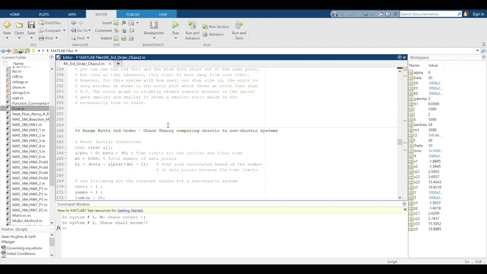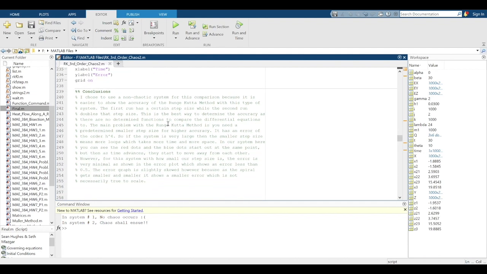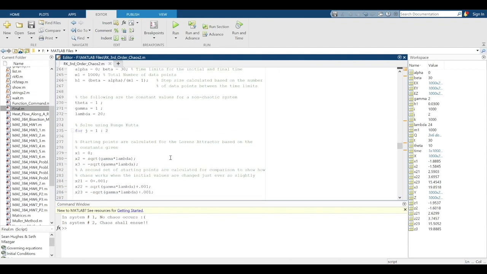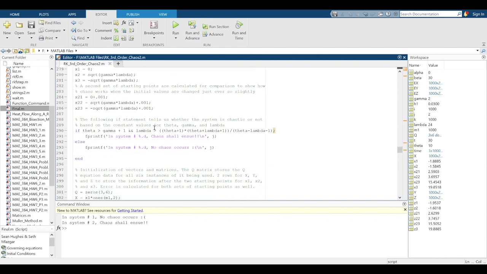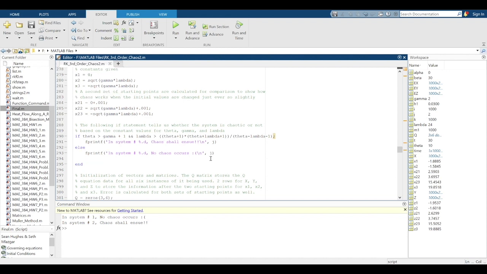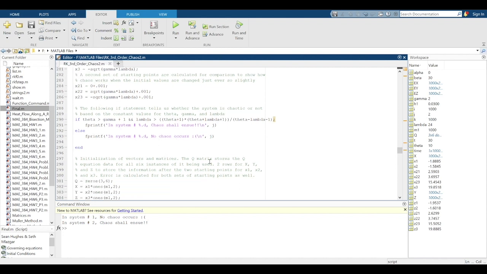The last thing that I do with this code here, after it runs through the Runge Kutta method between the 2 different step sizes, is I have a next set of code that does the same thing with the Runge Kutta method, and it changes the theta, gamma, and lambda values. What this does is, if it meets certain criteria right here, as shown in this if statement, that if theta is greater than gamma plus 1 and lambda is greater than (theta plus 1) times (theta plus lambda plus 1) divided by (theta minus lambda minus 1), if these criteria are met, then the system is chaotic. If not, then there is no chaos.